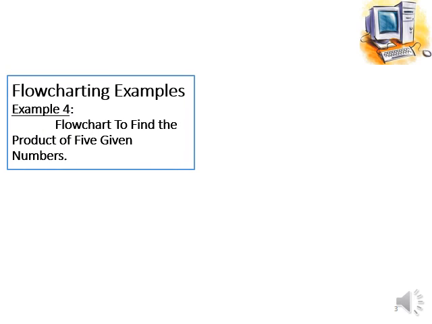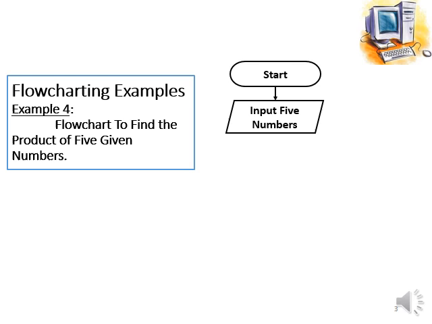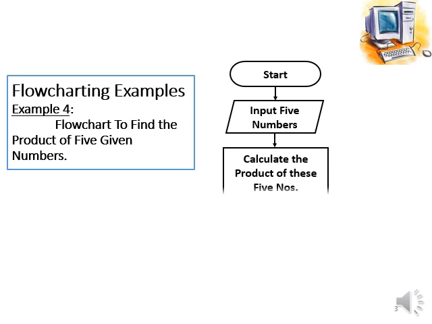Okay, example number 4 says that draw a flowchart to find the product of 5 given numbers. Now here the input is the same, just like the previous example: we have been given 5 numbers and now we have to find the product of those 5 numbers. It's very simple. Put the start symbol in the beginning, then input 5 numbers, represented by a parallelogram because it is an input operation. Then calculate the product of these 5 numbers. Now it's a multiplication operation, which is a type of processing operation.